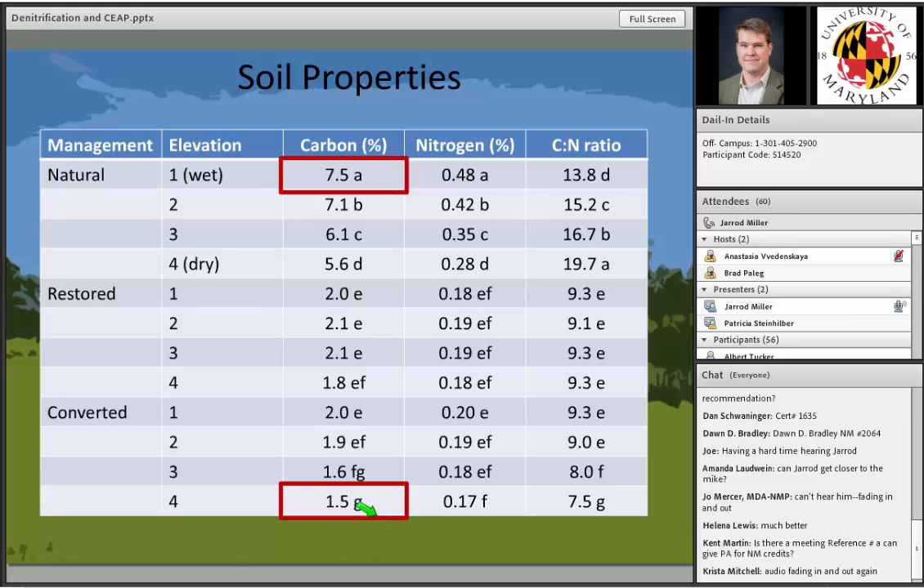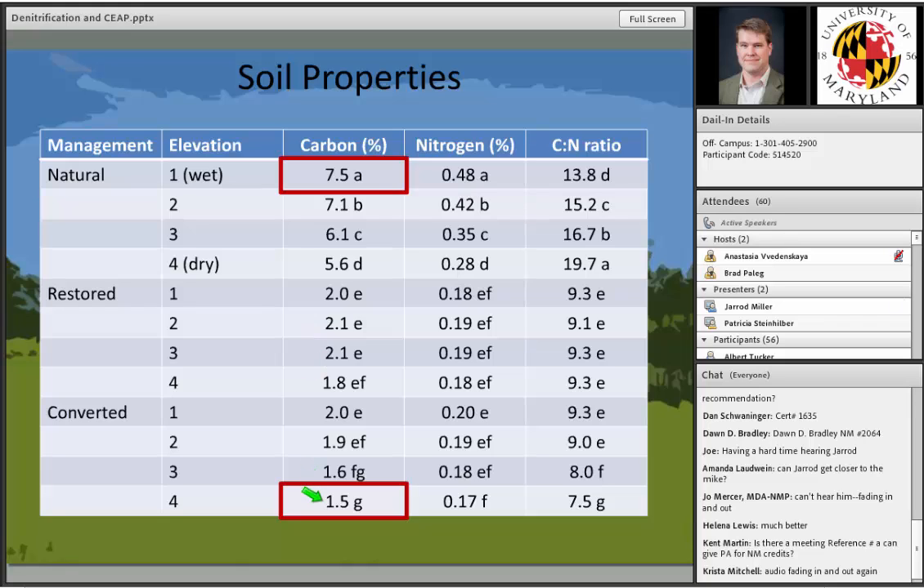If you see something with the same letter, like you see 2.0 and 2.1, they're the same. Statistically, found no difference in them. But A and G are very different. So carbon is highest in a forested soil where it's wet. Carbon is lowest when you come up to the edge of a converted dry ag field.